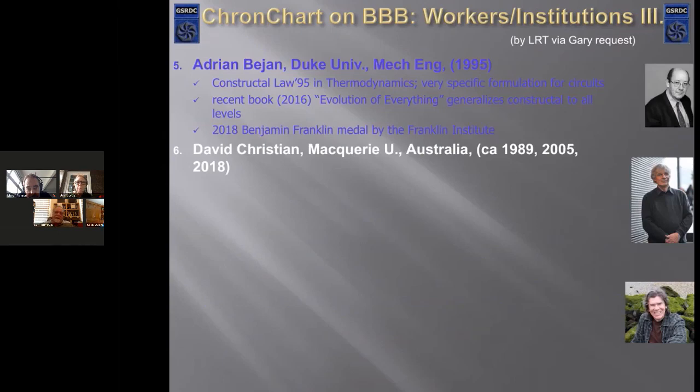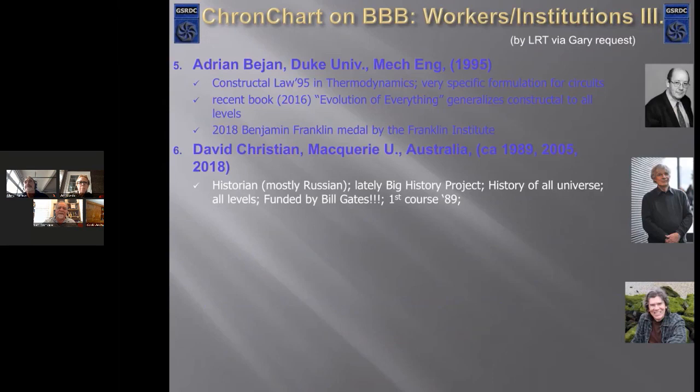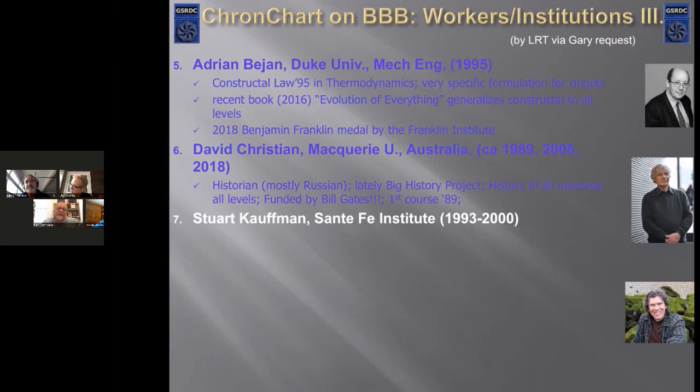And then David Christian, Macquarie University in Australia, has recently come up in the 80s and late 80s and 2005 and 2018 at the Macquarie University. Now, this guy here is the second picture here. He's a Russian historian. In fact, that was his big specialty for a long time. But lately, he's been talking about what he calls the Big History Project, and he's gotten a lot of attention from it. He's even funded by Bill Gates in the millions of dollars at Macquarie University for doing a history of all the universe. So basically, he's taking all this scientific work and making it into history.